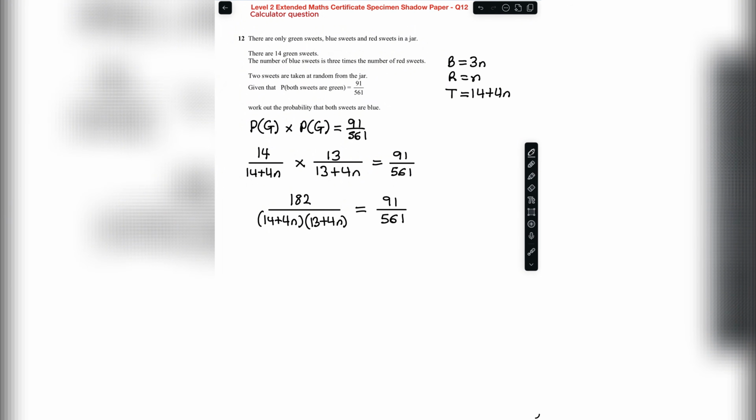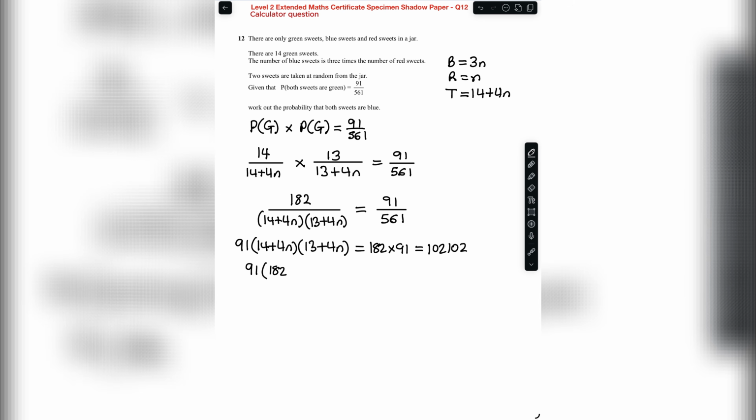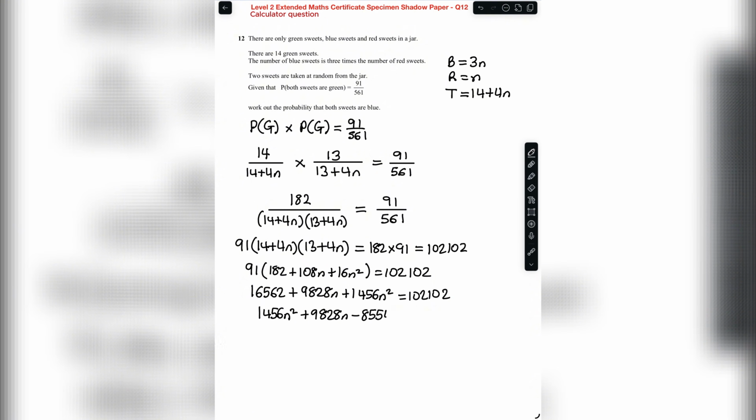we can then cross multiply to simplify this equation, and we get this. So 91 multiplied by 182 plus 108n plus 16n squared equals 102,102. And after expanding the brackets and setting this equation equal to 0, I get this. And after dividing this quadratic equation by 4, I get 364n squared plus 2,457n minus 21,385, and that equals 0.